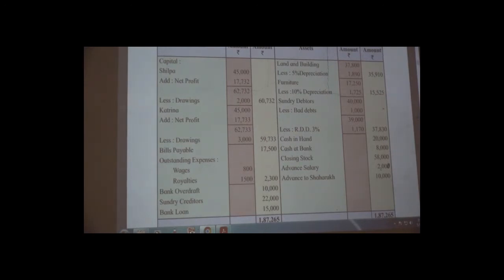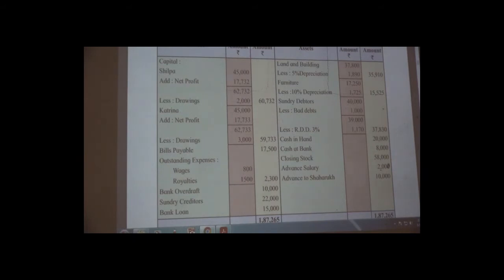So see, land and building, this item is posted on asset side of balance sheet. There is the adjustment given on this item, that's why the amount is written on inner column. Okay. The next one, furniture. Again, furniture is the fixed asset, so it is shown on asset side. See here, furniture is shown on asset side by rupees 17,250.